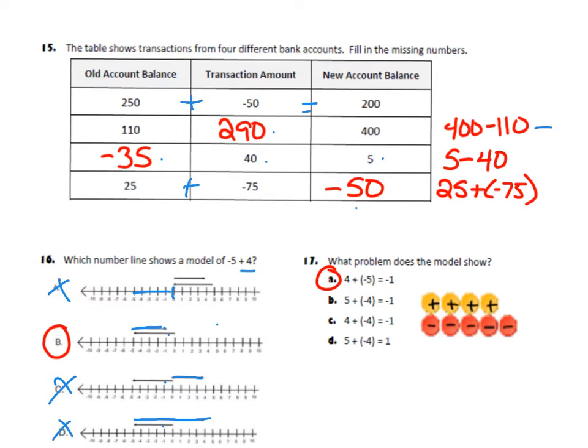Number 17, what problem does the model show? Here's our +4. Here's a -5. We're going to add them together. 4 plus a -5 equals a -1. These would all cancel out. Gives me a -1, letter A.